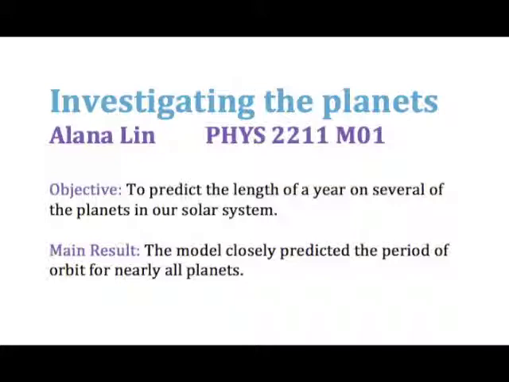My project's objective was to predict the length of a year on several of the planets in our solar system. The results were close to the actual data given on the link from the WebDesign page. I used the data on that web page to construct a model of the solar system using Python.